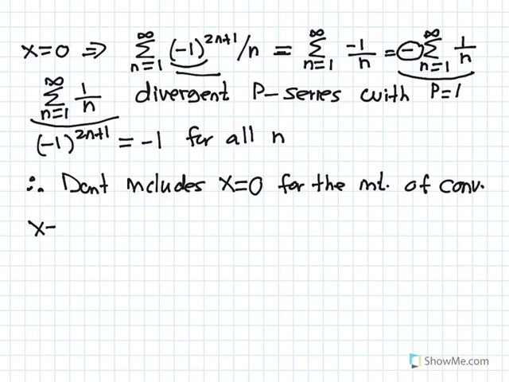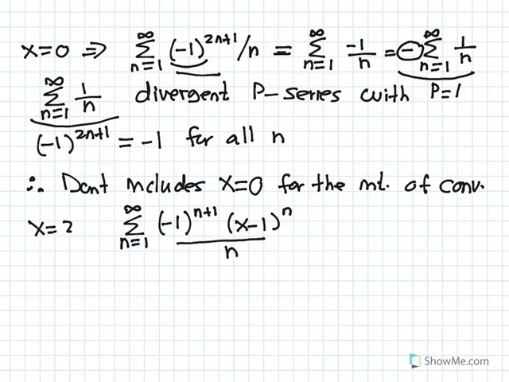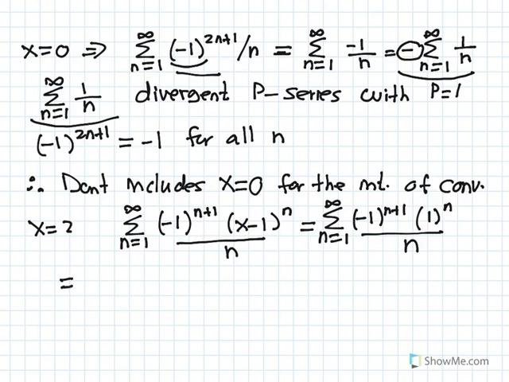Now let's plug x equals 2 into the Taylor series, summation n equals 1 to infinity of negative 1 to the power of n plus 1 times x minus 1 to the power of n divided by n. We will get summation n equals 1 to infinity of negative 1 to the power of n plus 1 times 2 minus 1, which gives us 1, so we get 1 to the power of n divided by n. But 1 to the power of n is just going to be 1. So if we simplify this, we get summation n equals 1 to infinity of negative 1 to the power of n plus 1 divided by n.